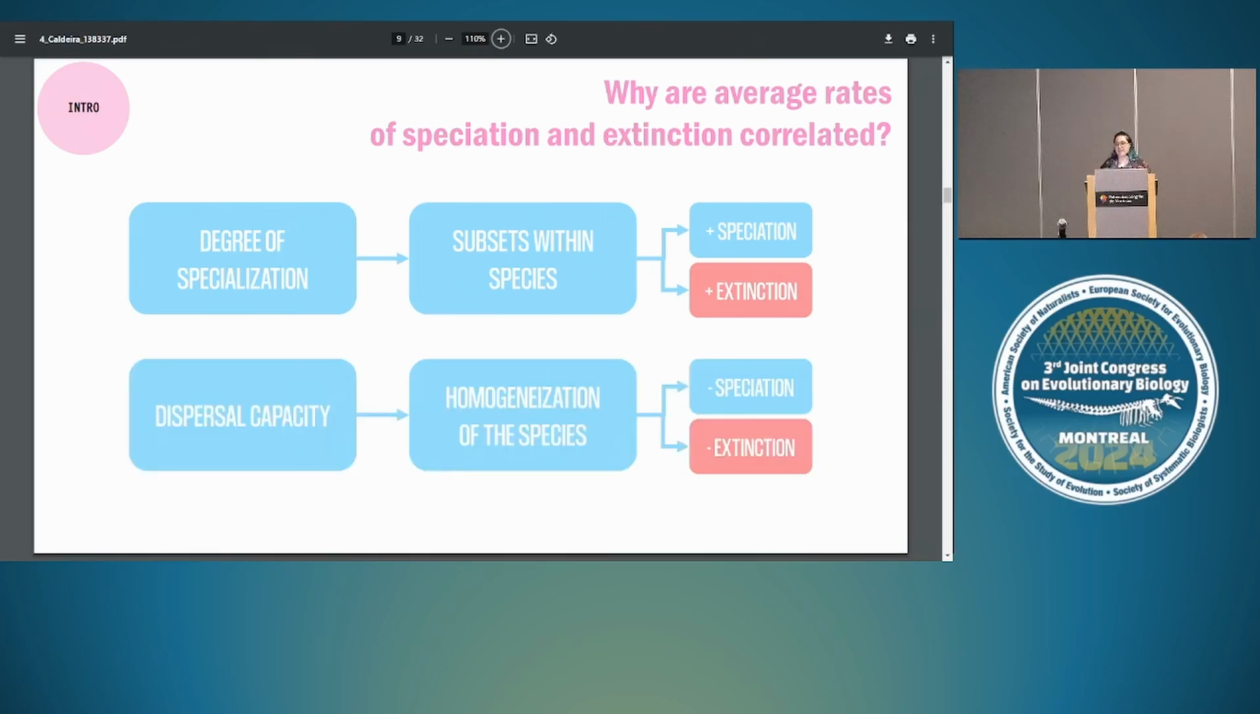The opposite can happen if the dispersal capacity is high, because then it homogenizes the species throughout its geographical distribution, and the opposite happens. The gene pool is homogenized, we have lower speciation, and probably lower extinction. That brings us to think that speciation and extinction operate under the same mechanisms. Those are two examples of mechanisms. There are more, but of course I have constrained time, so I showed you those two.